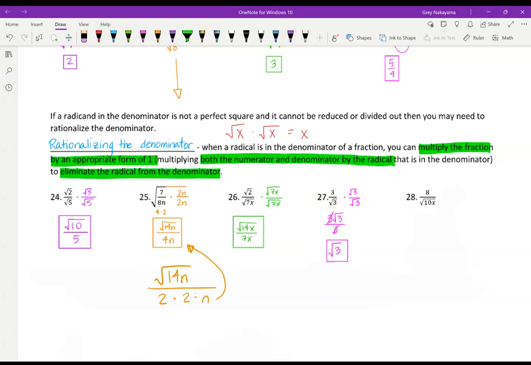All right, now the last one, 8 over the square root of 10x. Again, there's nothing in here, there are not 2 factors of anything like we had back in 25. So I'm going to multiply by the square root of 10x over the square root of 10x. On the top, I'm going to get 8 square roots of 10x, and on the bottom, I'm going to get 10x. But just like I did on that last problem, I have a common factor of 2 in both of these. So this becomes 4 square roots of 10x over 5.